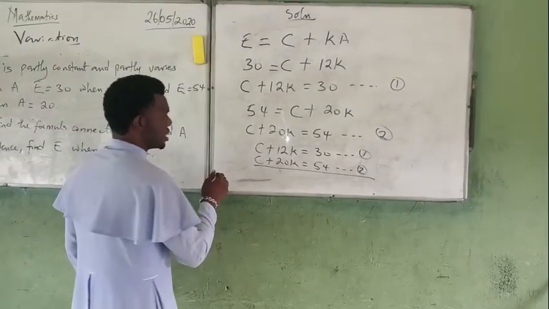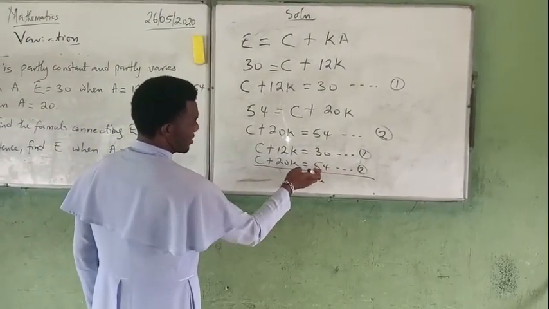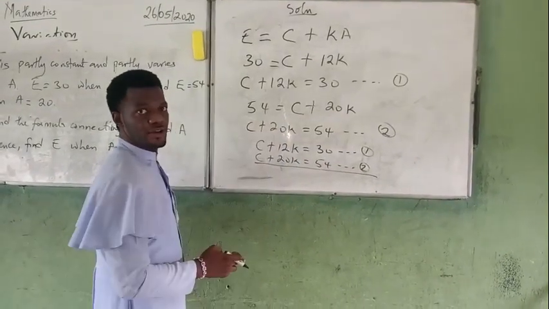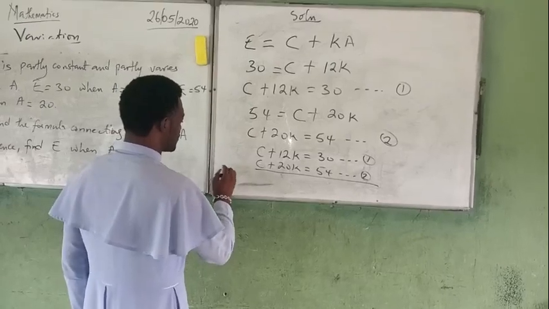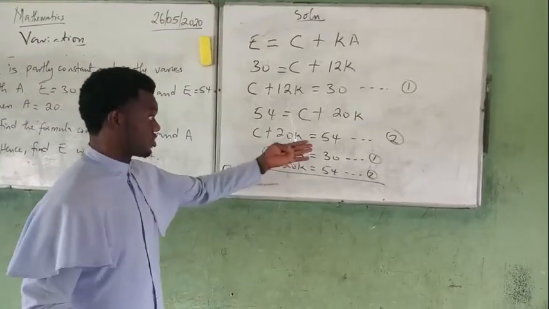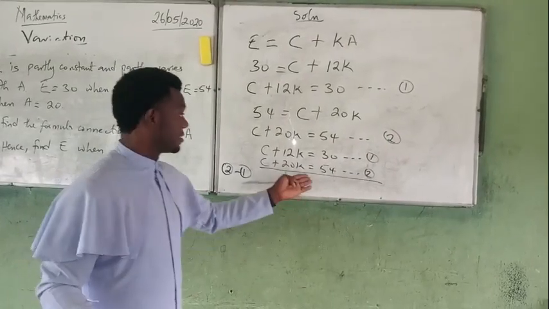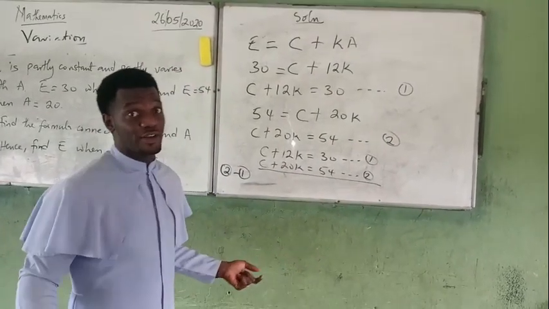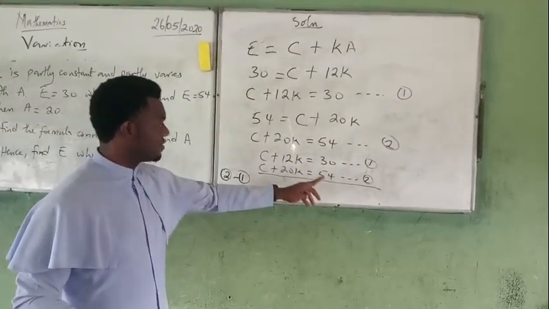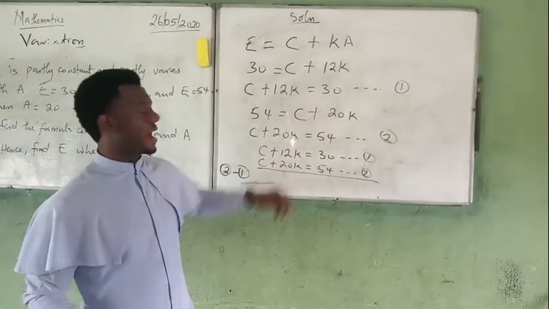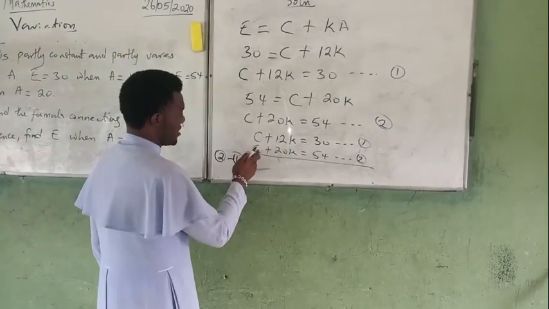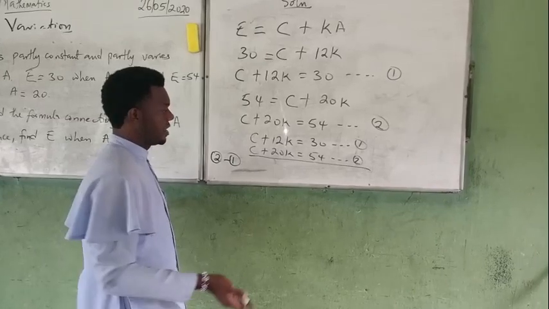Because we have the greater number here, we can say equation 2 minus equation 1. You can also say equation 1 minus equation 2, but know that it will end in a minus sign, and at the end of the day you will reverse it. But I think the easier way is to eliminate 2 minus equation 1. Of course, C minus C is 0 already.